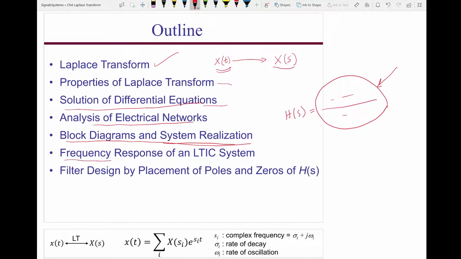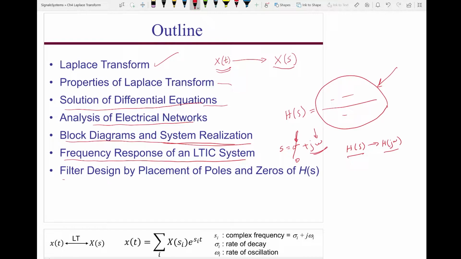Then we will move to the frequency response, which is a special case of the Laplace transform. In the Laplace domain, s equals sigma plus j omega, where sigma is the decay rate and omega is the oscillation rate. If we set sigma to 0, now this becomes just the frequency response. So H of s becomes H of j omega. That's the Laplace domain; this is the frequency domain, the Fourier transform domain.